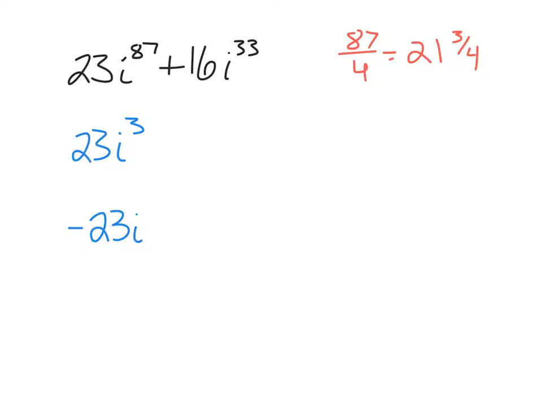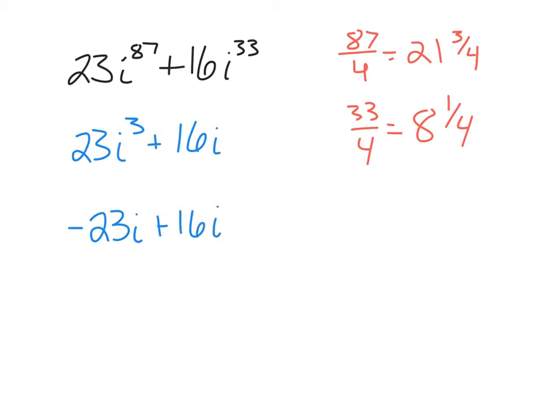And then we're going to take, in the second term, the 33 and divide that by 4, and we're going to get 8 1/4. So really, this is 16i. And so now we actually have two like terms, and when we combine them, -23 plus 16 is -7i.